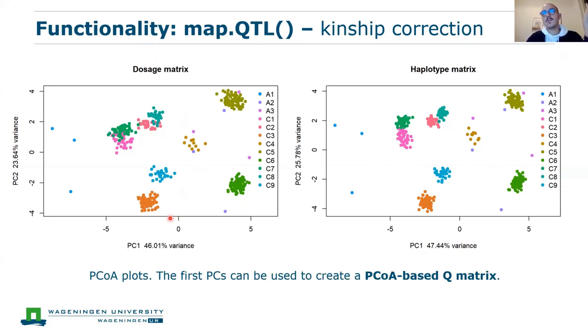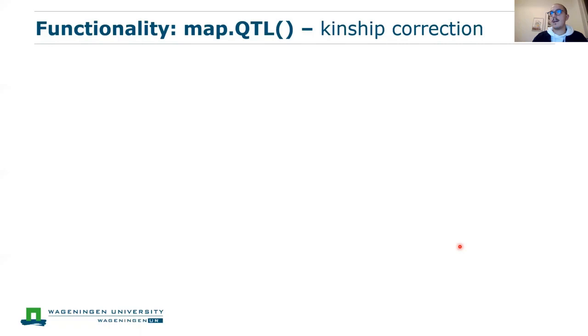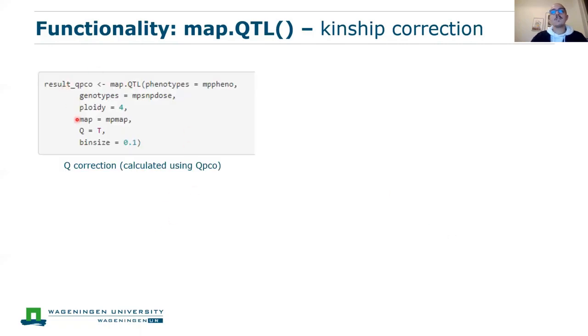An interesting thing is that you can use these to create a Q correction. So instead of using some vector that defines this is this population, this is this subpopulation, you can use a decomposition of the kinship matrix to make the Q matrix. This was proposed some time ago, and it works pretty well. So if you don't have any population information, but you want to use the Q correction, you can tell that to map-QTL. If you put Q equals true, then it will use this QPCO method to calculate the Q correction. If you give a population vector, it will use the population vector.